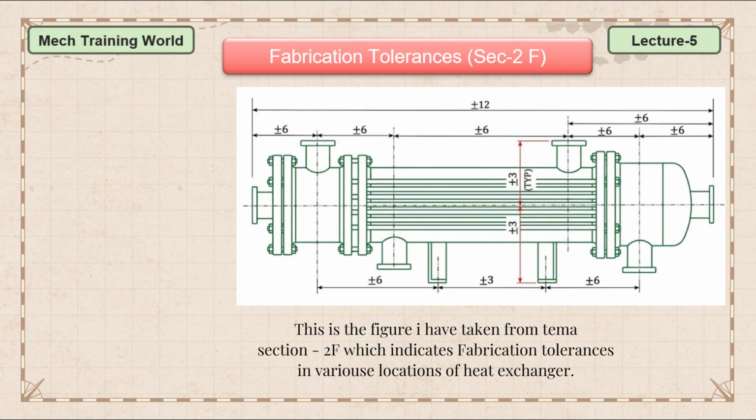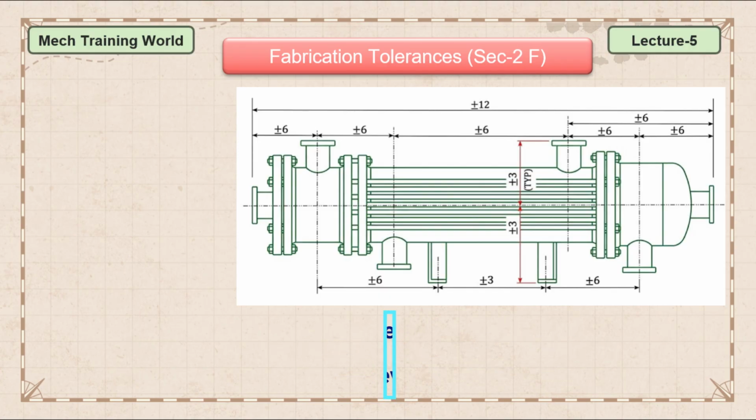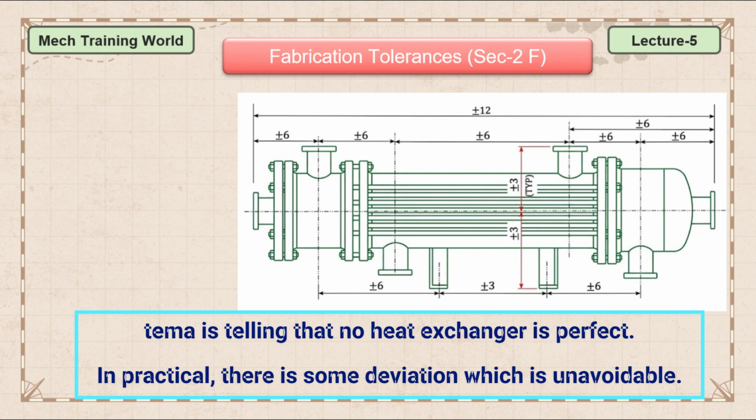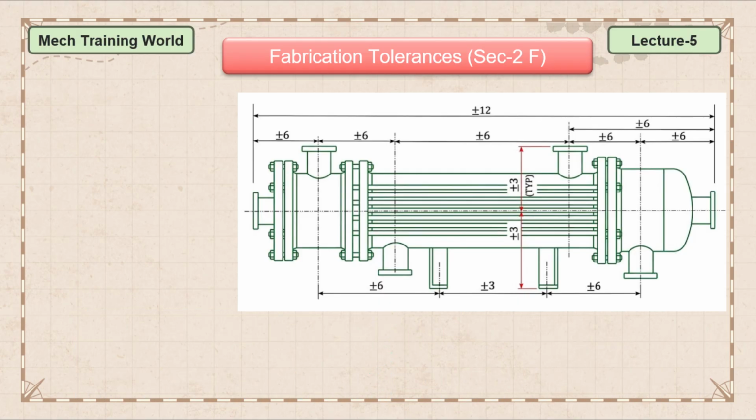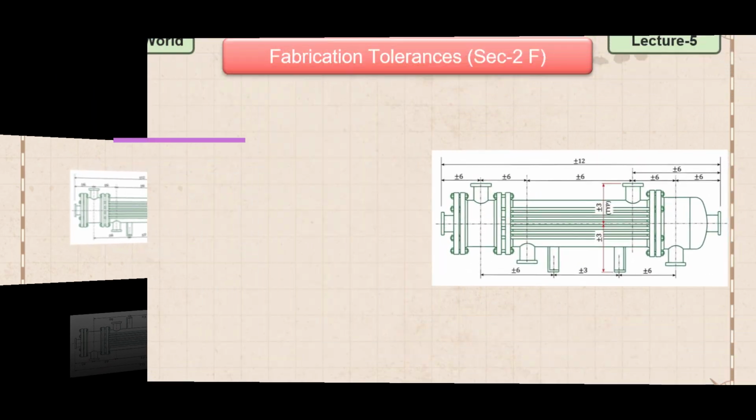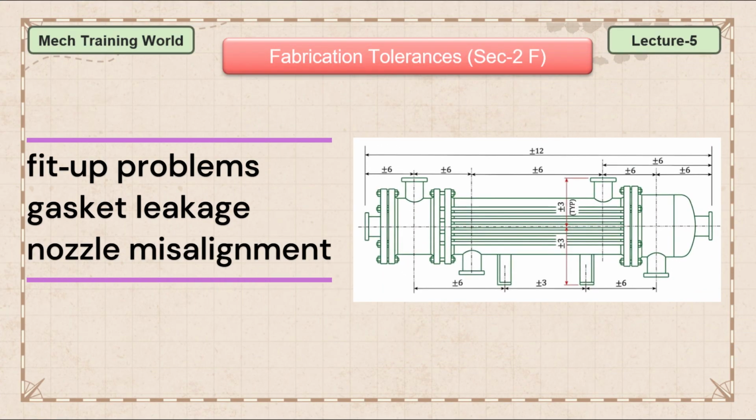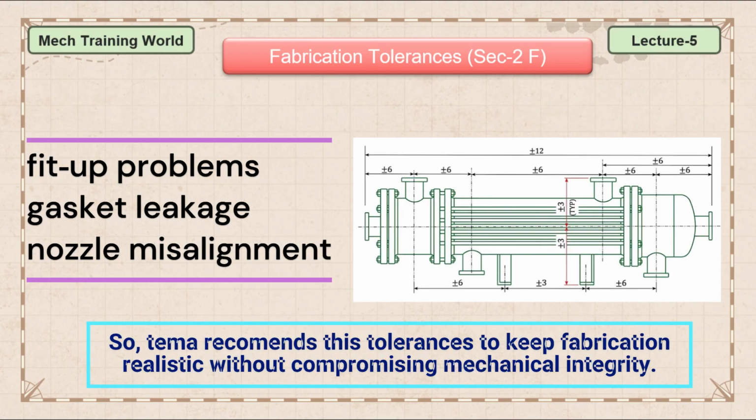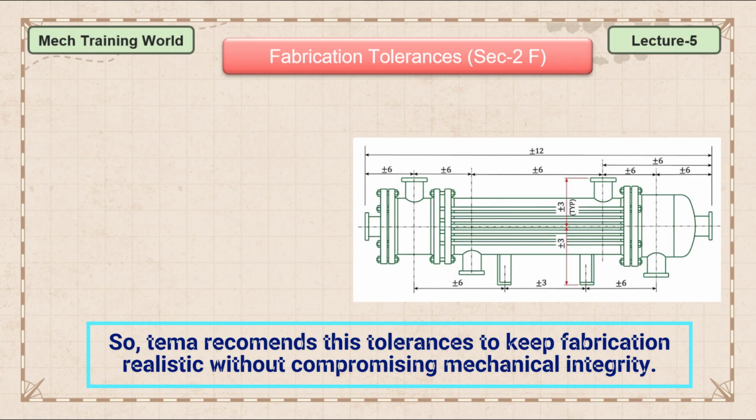This is the figure I have taken from TEMA section 2F, which indicates fabrication tolerances in various locations of a heat exchanger. From this figure, TEMA is telling that no heat exchanger is perfect. In practice, there is some deviation which is unavoidable. But the problem is that excessive deviation causes fit-up problems, gasket leakage, and nozzle misalignment. So TEMA recommends these tolerances to keep fabrication realistic without compromising mechanical integrity.